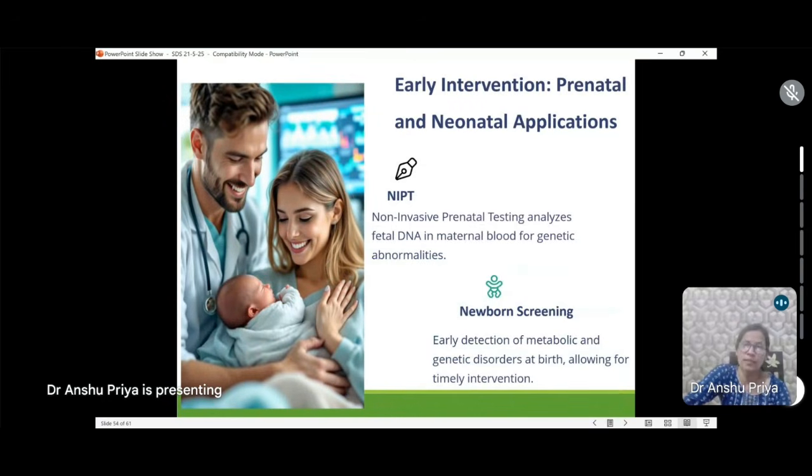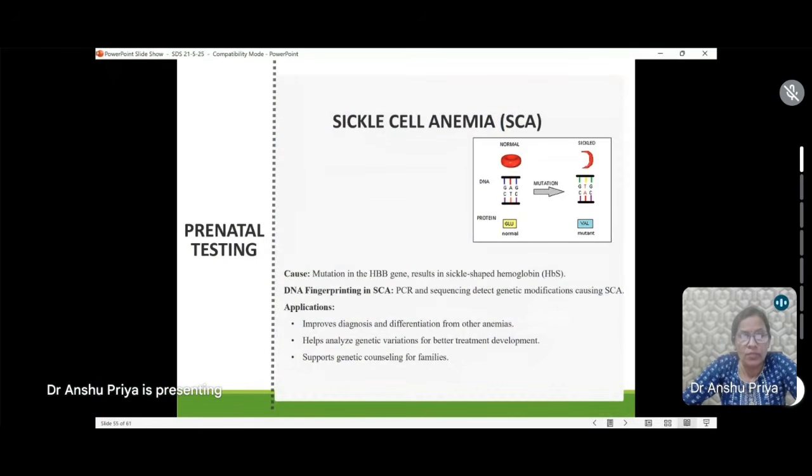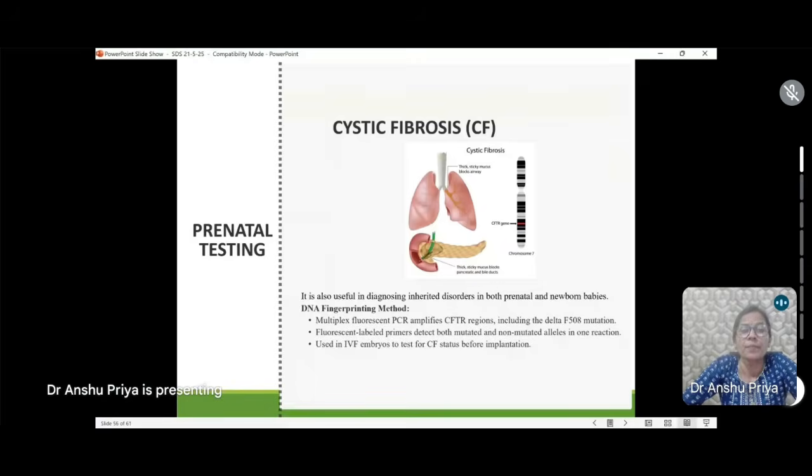It is also useful in several prenatal and neonatal applications. So DNA fingerprinting could be used to analyze the fetal DNA in the maternal blood, or we are able to identify the genetic abnormality in the fetus. It is also useful in newborn screening. We are able to identify the genetic disorder at birth also. Apart from the prenatal testing, DNA fingerprinting can be used in case of sickle cell anemia, where there is a mutation in the hemoglobin gene, and we are able to identify the mutation, and we can support the genetic counseling to that family.